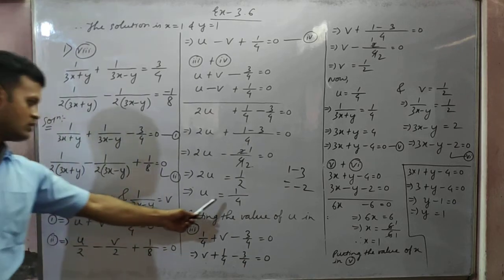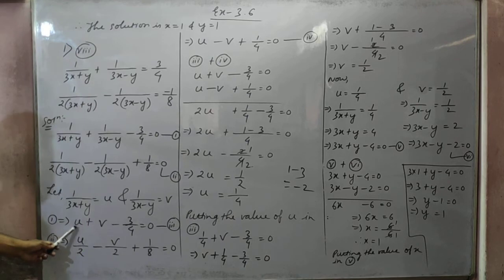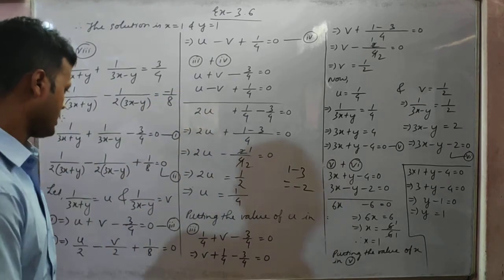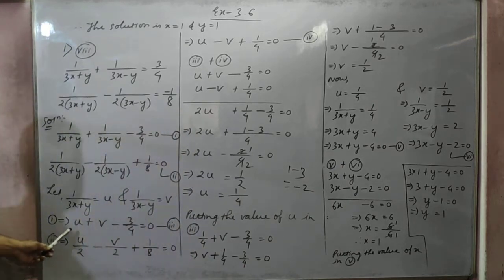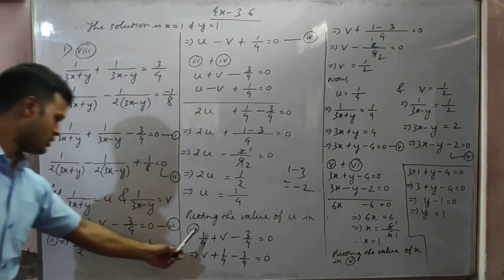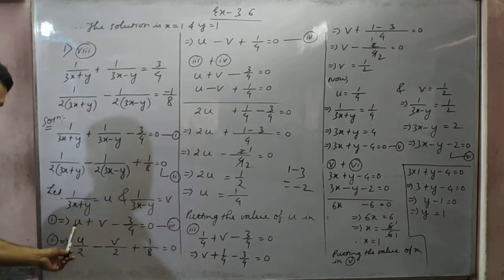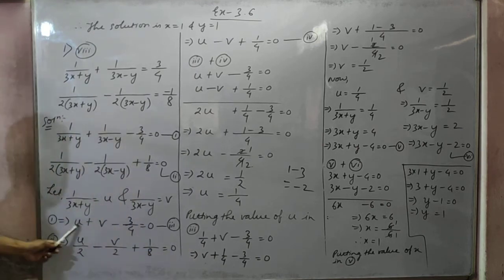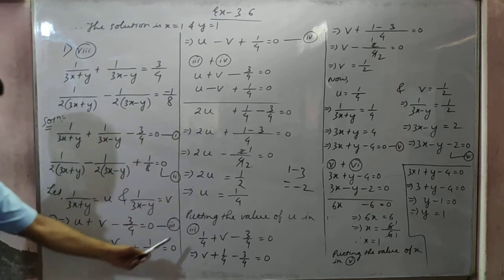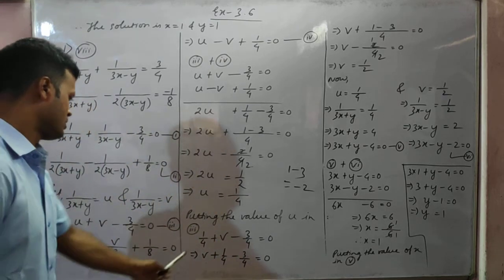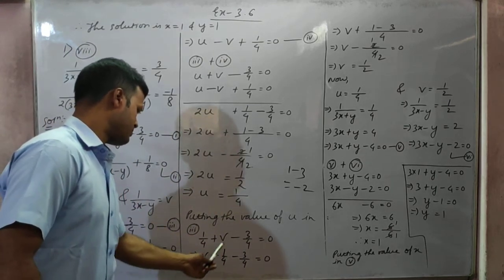What is the value of u? Value of u is 1 by 4 in place in equation 3. You can put in equation 4 also, same value will come out. Okay, u's value I am putting in equation 3. In place of u you just put 1 by 4. So in place of u, u plus v minus 3 by 4 is there, no? In place of u I will put the value of u. So 1 by 4 plus v minus 3 by 4. So 1 by 4 minus 3 by 4 and v will stay here.